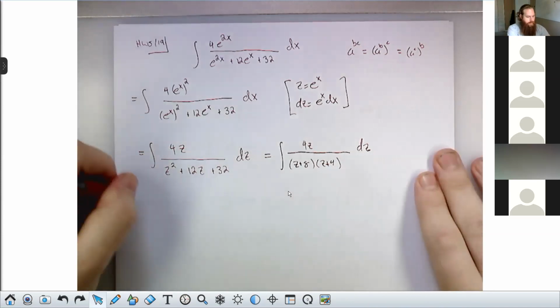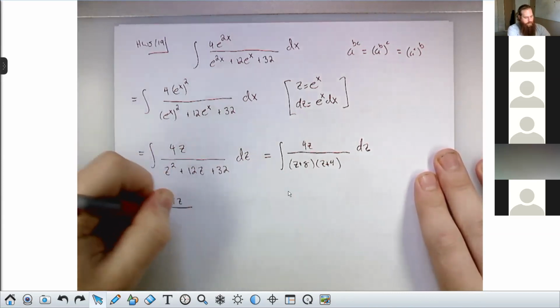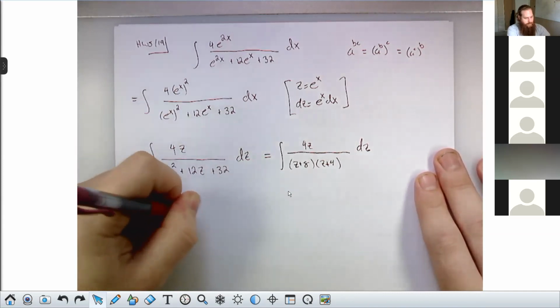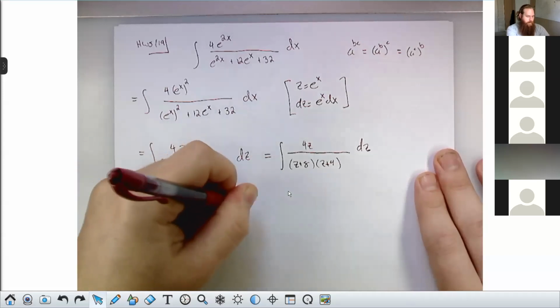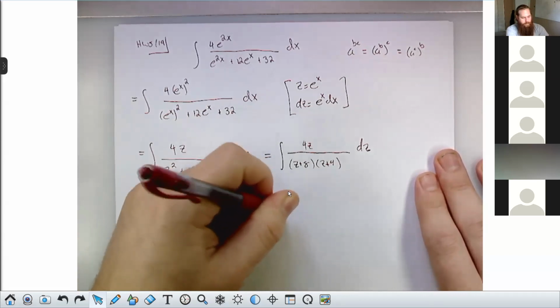So now I step outside the integral, and I set up my partial fractions. 4z over z plus 8 times z plus 4 as A over z plus 8 plus B over z plus 4.